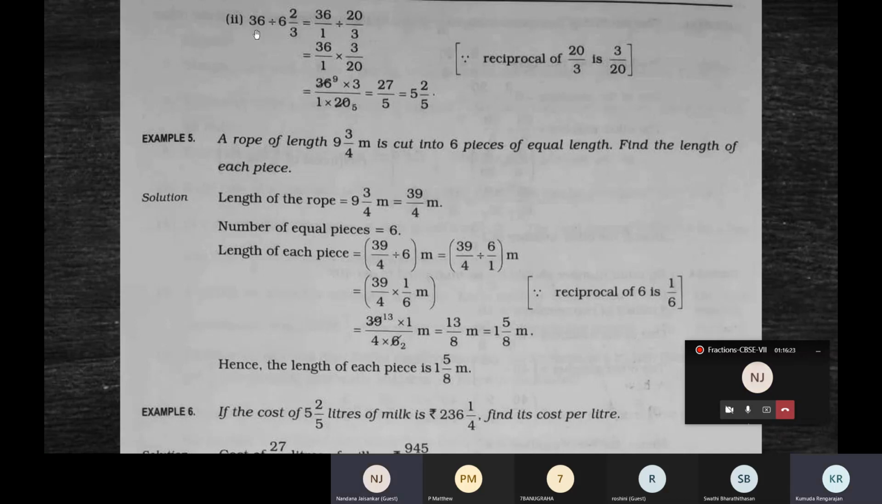Okay, we write 36 as 36 by 1 because we want to see the numerator as well as the denominator. This one, write it as an improper fraction. Division becomes multiplication. When you do that, you must write the reciprocal of the second fraction. 20 by 3 is written as its reciprocal 3 by 20.